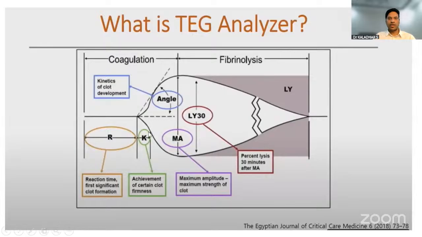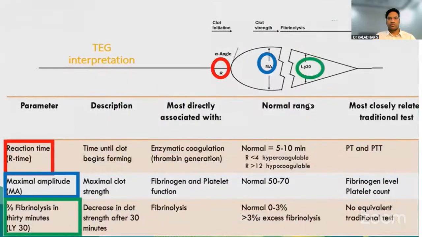As I was telling, these are the variables that we look at to assess the global state of anticoagulation. These are the different normal ranges. The R time, reaction time, is the time until the clot begins forming. It is directly associated with enzymatic coagulation and thrombin generation. Normal range is between 5 to 10 minutes. If it is less than 4, the blood is hypercoagulable. More than 12, it is hypocoagulable. It is closely related to the traditional tests, PT and APTT. So mostly it points towards coagulation factor assessment.